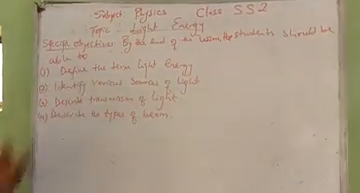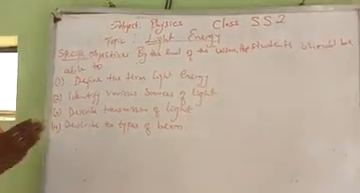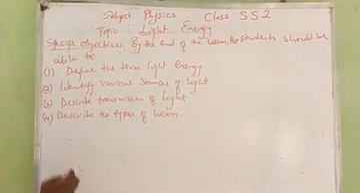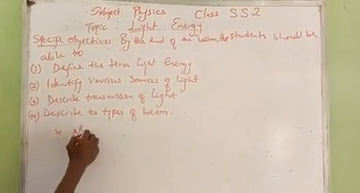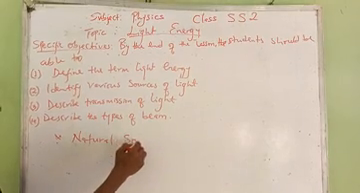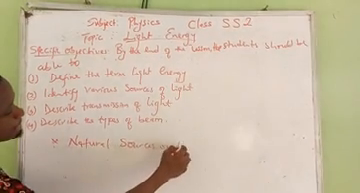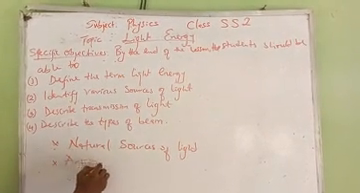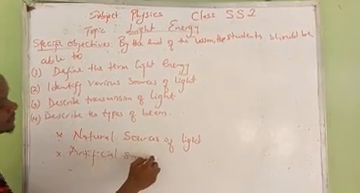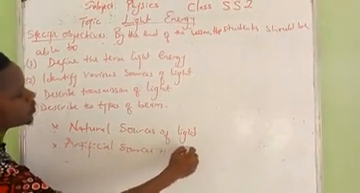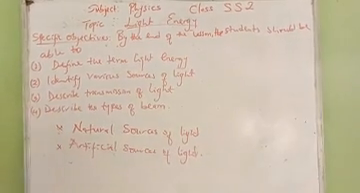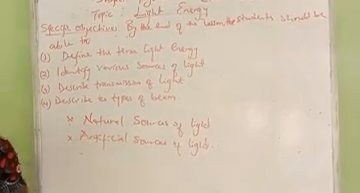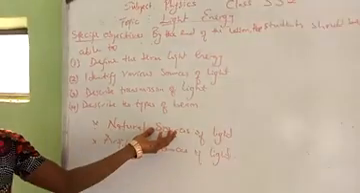And then we say we have various forms or various sources of light. Under these sources of light, we have the natural sources of light, and artificial sources of light. Now, which types of sources of light do we call natural? We have the sun. The sun is a good example of a natural source of light.